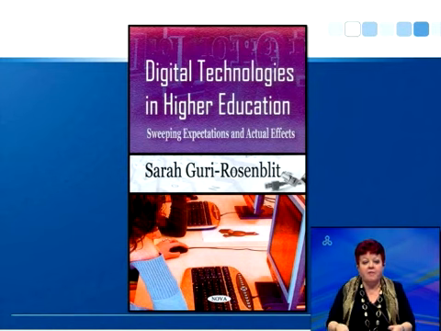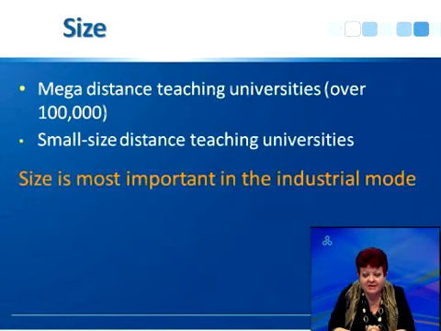Now let's move to another parameter of classifying distance teaching universities: size. John Daniel, who also was once the Vice Chancellor of the UK Open University, published a very popular and well-known book which is called Mega Universities. And there he claims that a university that enrolls more than 100,000 students can be entitled a mega university, and it operates on very different premises than other universities.